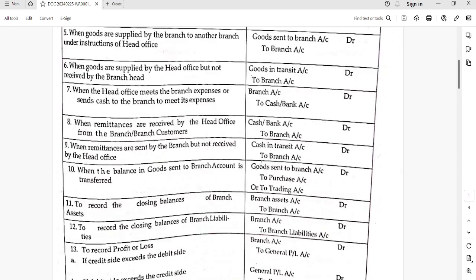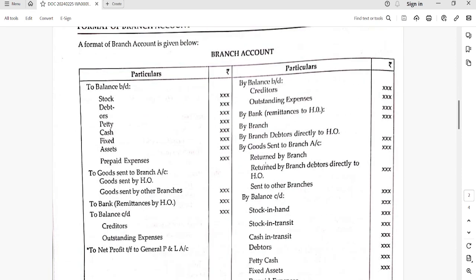See, this format you have done. Now just check out, this is a more extraordinary format. Whatever is given in our institute material, it is more than that. Now just see what extra information is given.